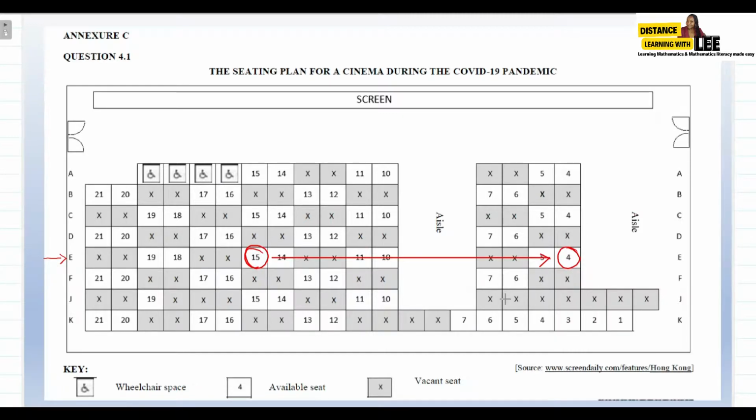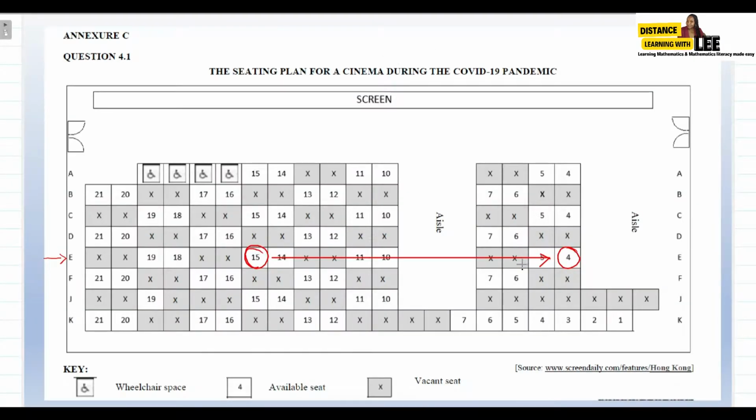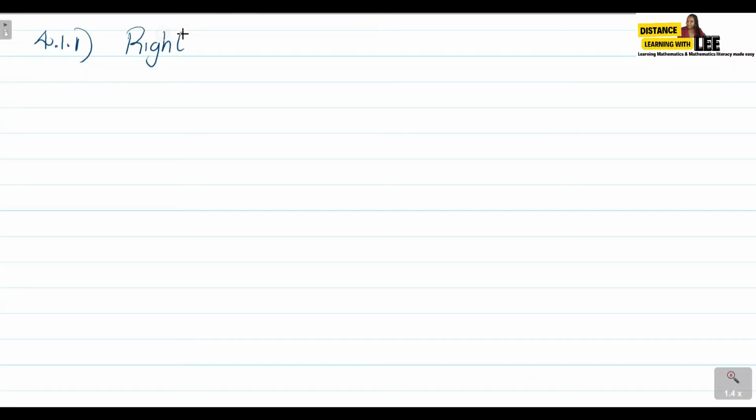Okay, if we use E15 as our starting point or as our point of reference, because the question said that it is from seat E15, then we can see that E4 is basically to the right. So that is an answer that will be accepted. Let's write that down.